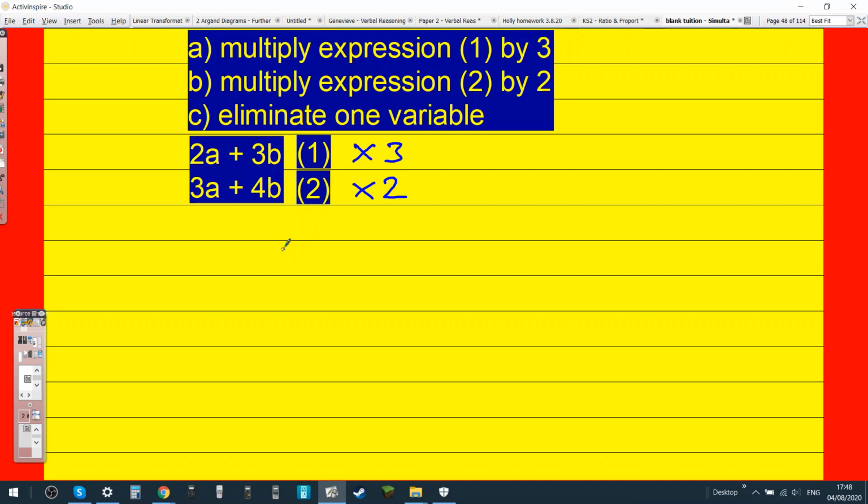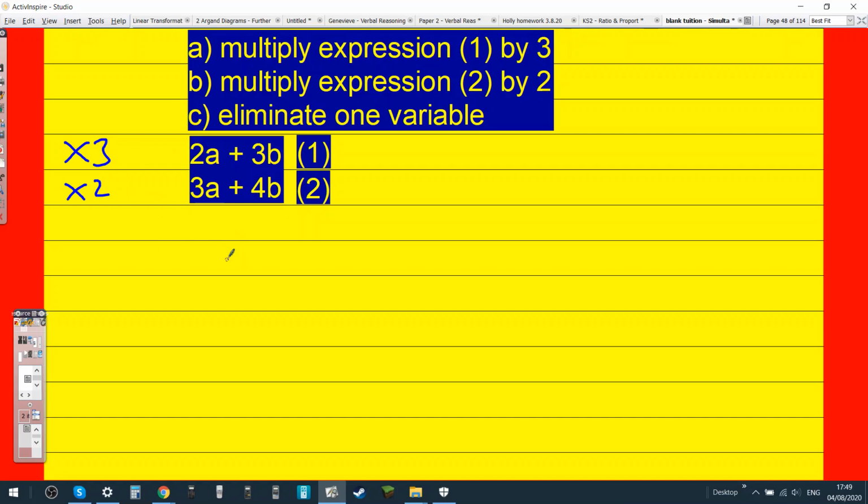Wait, what does this one mean? So it's just equation 1, equation 2. Oh, okay. So I just need to take away, because they're the same, you take away. What would you get if you took away? You would get a negative number. Okay, minus A minus B. Yeah. So you want just A or just B.